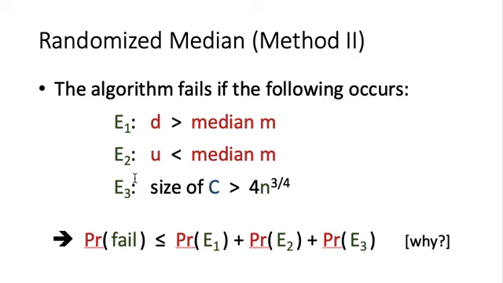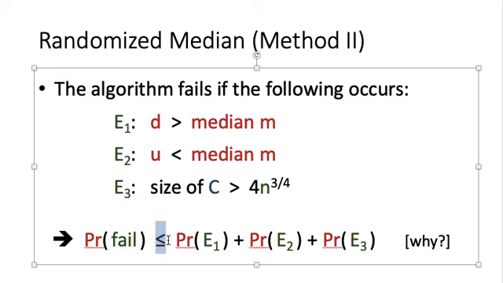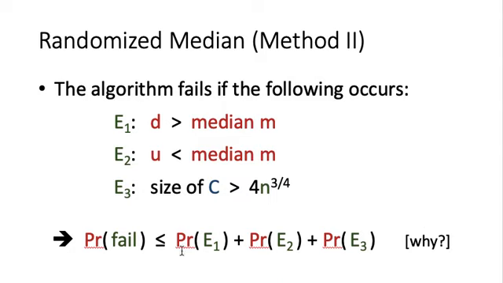Now the third case in which we could fail is when the size of C is really large, greater than 4n to the power 3 over 4. The chance of failing will be equal to the probability of E1 union E2 union E3. So E1 occurs, or E2 occurs, or E3 occurs. And this is less than or equal to the sum of the individual probabilities of these events. Why? This is the union bound. So by union bound, we get this equation.